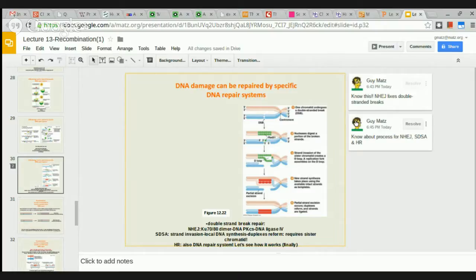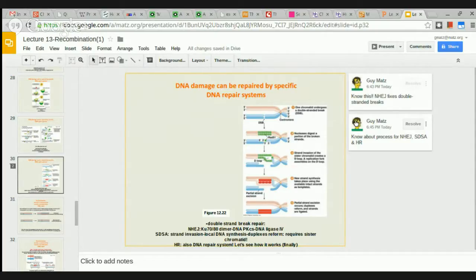If you have 2 breaks in the same cell, the NHEJ doesn't know which end goes with which. It just religates 2 DNA molecules. The ligase that's involved is called DNA ligase 4. It's a dedicated ligase for this system. It doesn't work in DNA replication, so it has nothing to do with the ligase performing ligation in DNA replication. That's a repair ligase in NHEJ, DNA ligase 4. So I want you to remember Ku dimer 70 and 80, DNA-PK, and ligase 4.